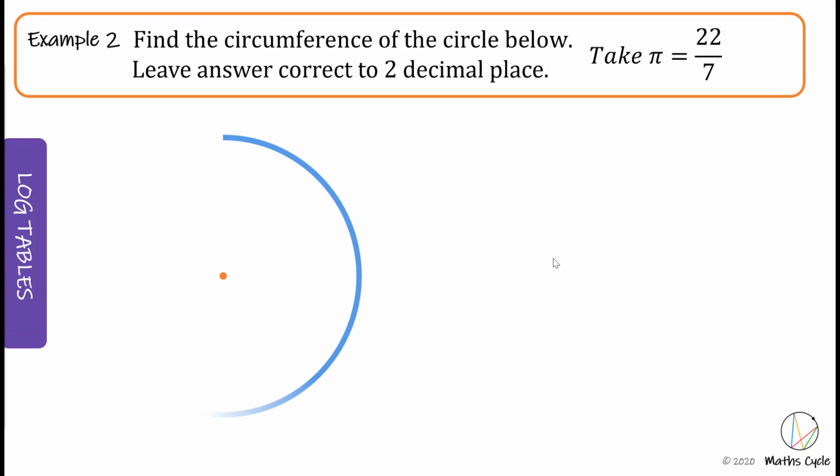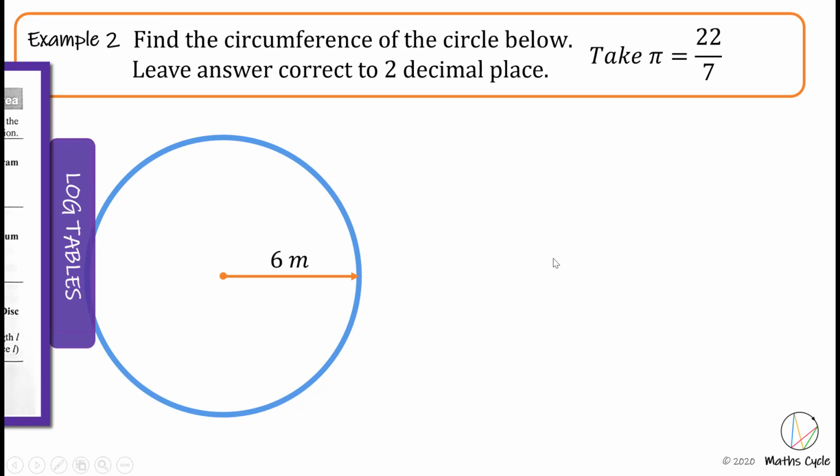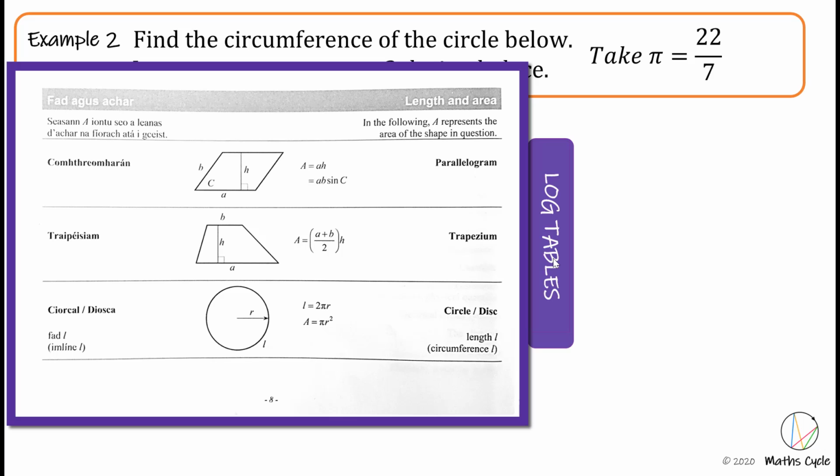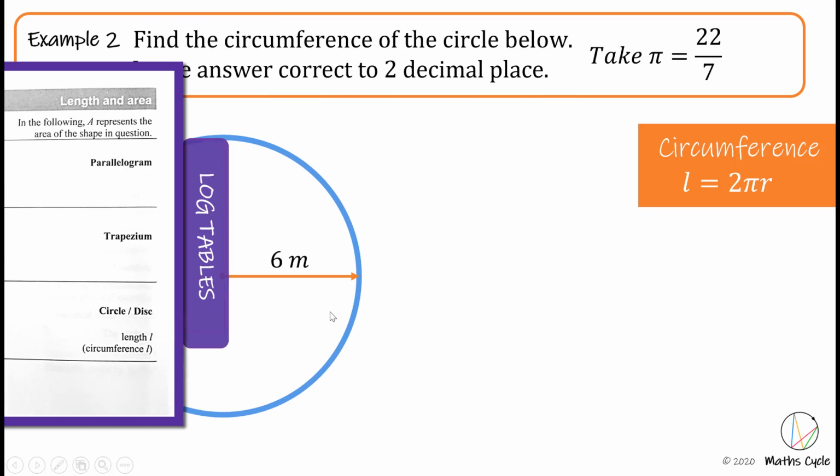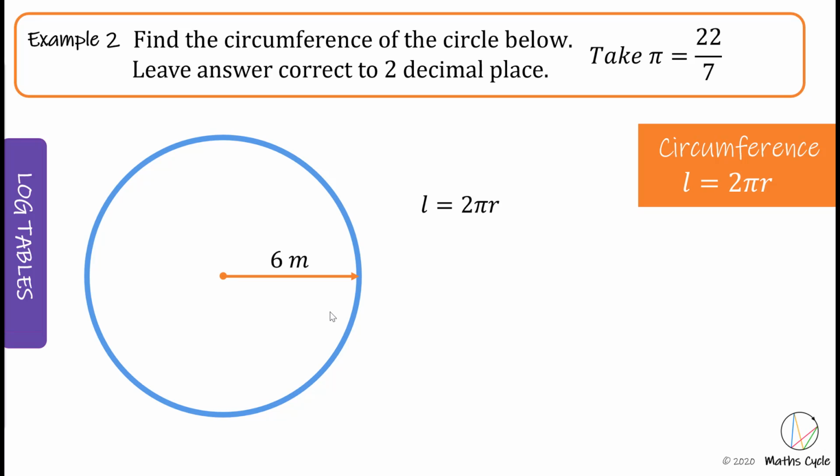Find the circumference of the circle below. This time take pi to be 22/7. Leave answer correct to 2 decimal places. So this time we're going to go and find our formula in our log tables. And we can see here then that for the circle, the length or the circumference of the circle is 2 pi r. So write down your formula, and then we have to sub in here.